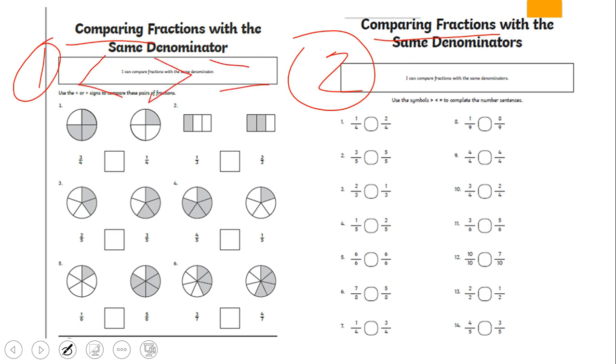And for these ones, you're just writing your signs. So this sign, this sign, this sign. So greater than, smaller than. You're writing greater than, less than, and equal to. Okay. So again, you're looking at the pictures. You have the pictures and the numbers here. This one, you just have the numbers. All right. So that's it.